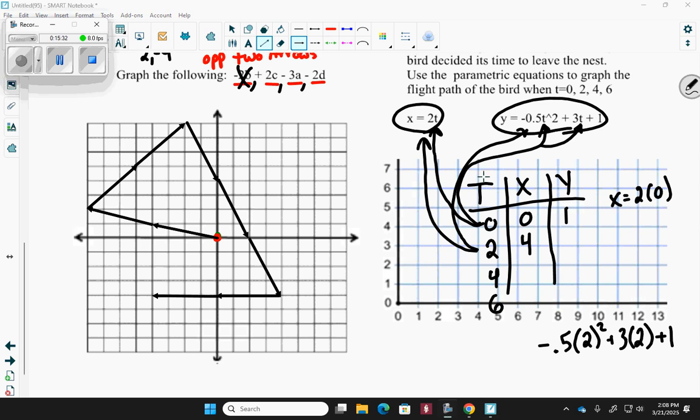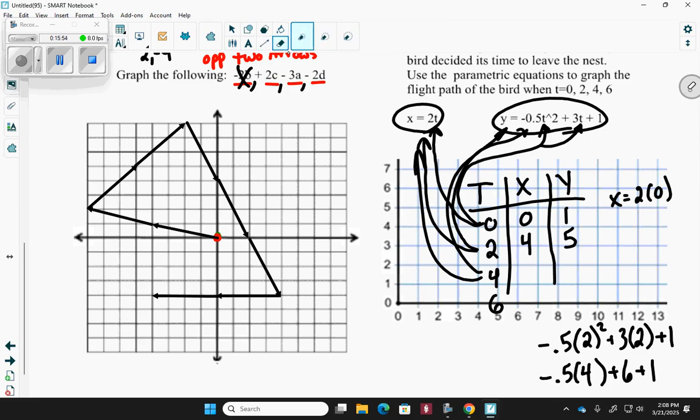All right, so what you're doing is order of operations. Now, if you're using your calculator, you just plug it in and you're good to go. But if you're doing the old-fashioned way, negative 0.5 times 4 plus 6 plus 1, which gives you, I believe, 5. All right, and you just keep going for this one as well as this one as well.